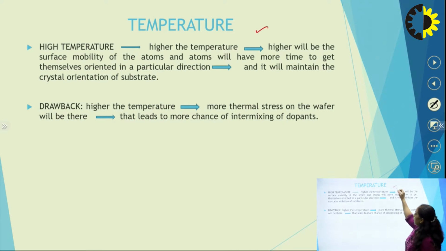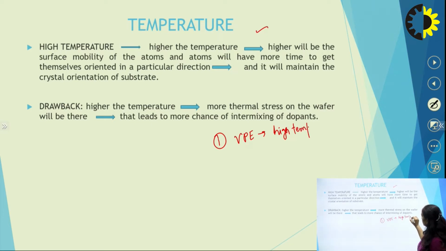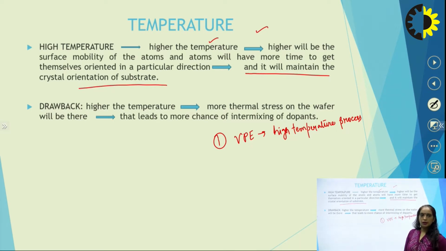If we talk about temperature, the first thing is that VPE is a high temperature process. Higher the temperature, higher will be the surface mobility. Atoms will have more time to orient themselves as per the wafer orientation, and finally they will maintain the crystal orientation of the substrate. This is the advantage of higher temperature. But the major drawback of high temperature is there will be more thermal stress on the wafer.